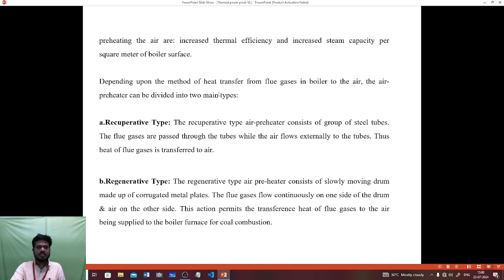Depending upon the method of heat transfer from the flue gas in the boiler to the air, the air preheater can be divided into mainly two types: recuperative type and regenerative type. In the recuperative type, the air preheater consists of a group of steel tubes. The flue gases are passed through the tubes while the air flows externally to the tubes. Thus, the heat of the flue gas is transferred to the air.